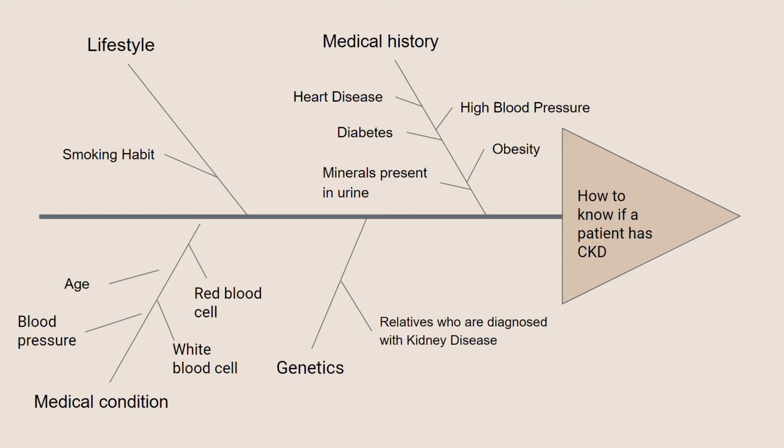And then we finally take a look at the medical condition. We take the measurement of red blood cells, white blood cells, and blood pressure, and how old the patient is. All of these attributes we take and fit into our machine learning models.